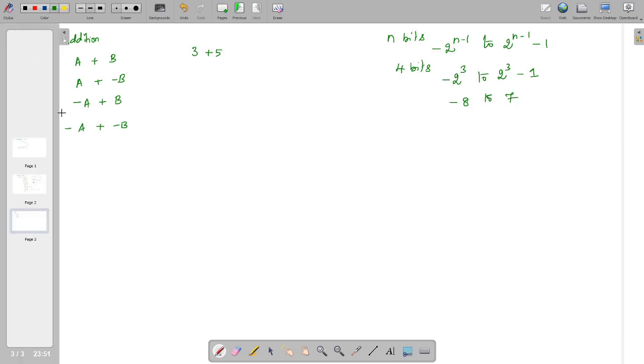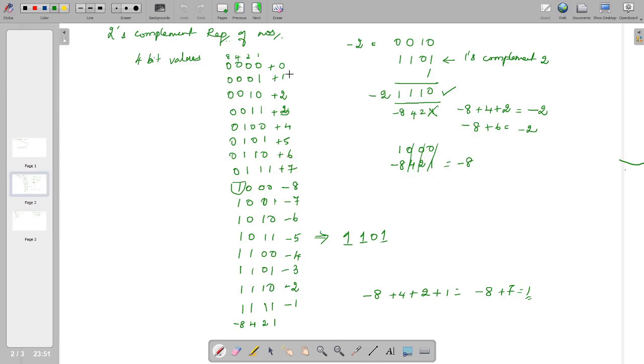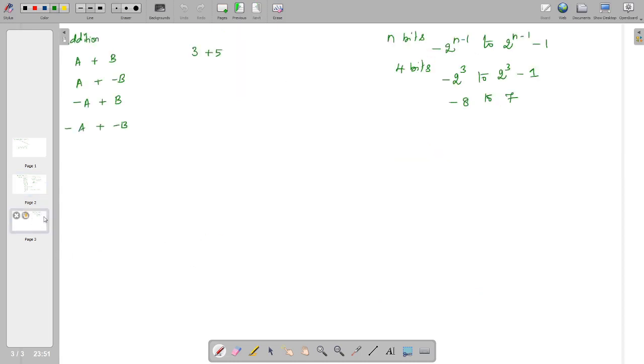You could see here, when you have 4 bits, the minimum number is minus 8 and the maximum number is plus 7. Right? And you could also see that we have only one representation for 0, and it is not 2 as in the case of the signed magnitude representation. Hope this is clear. And now let's try to add some numbers.